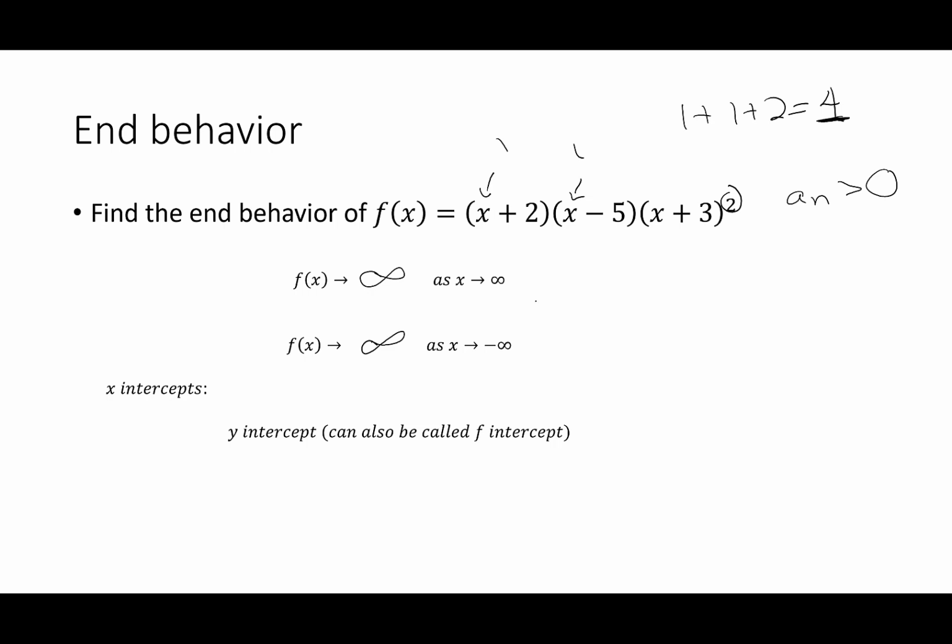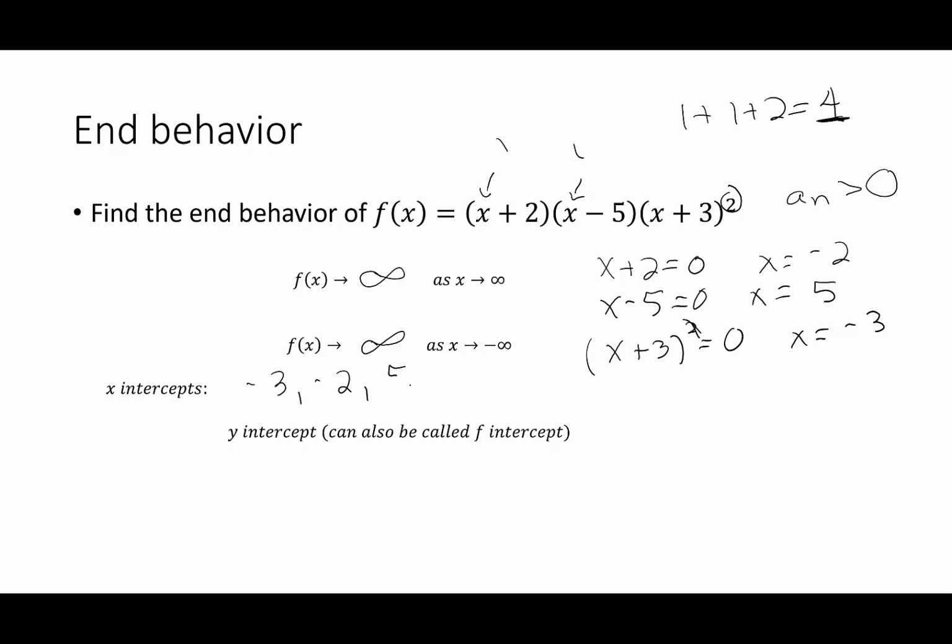To get the x-intercept, we're just going to take each of these factors and set them equal to 0. So x plus 2 is 0, x minus 5 is 0, x plus 3 squared is 0. So the first one, I get a negative 2, then I get a positive 5, and then I get a negative 3. The power doesn't matter. If you took the square root of both sides, you would have x plus 3 is equal to 0, so you can ignore this power and just find your 0. So I have 3 intercepts. I'm going to write them from smallest to largest, so I'm going to write negative 3, negative 2, positive 5.